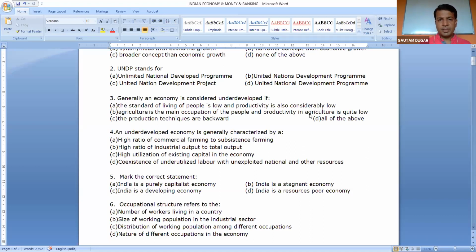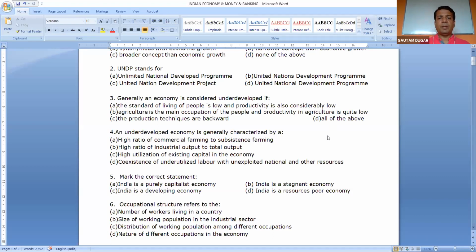So a general economy is considered underdeveloped when the standard of living of the people is low and productivity is also low. That's correct. Agriculture is the main occupation of people. That's correct. And productivity in agriculture is quite low. Production techniques are backward. All three above are features of an underdeveloped economy. So it's number four. An underdeveloped economy is generally characterized by, don't be in a hurry, be careful.